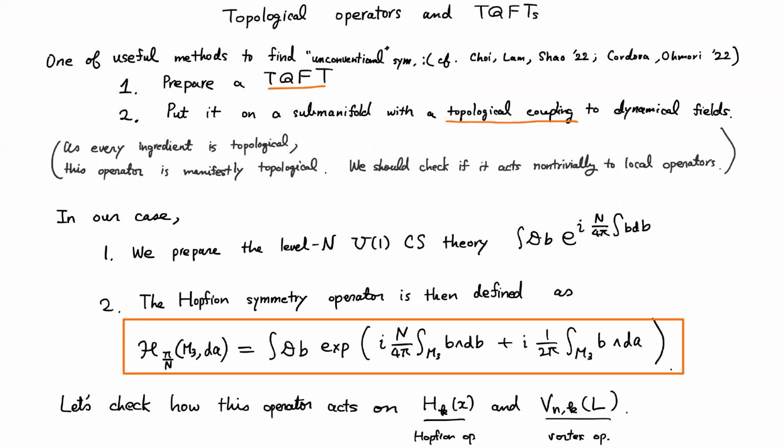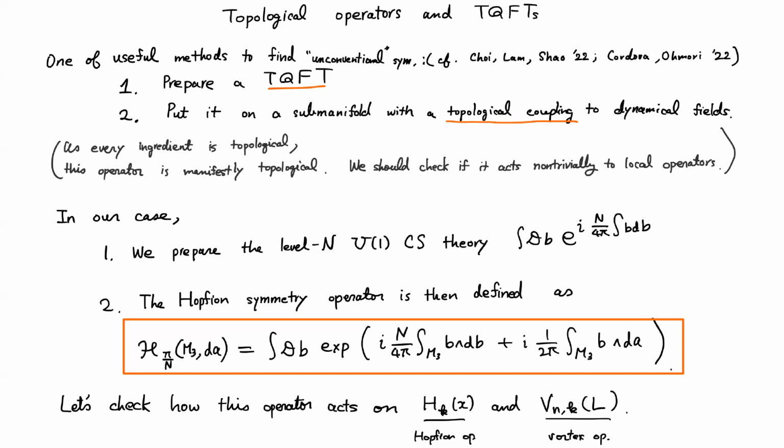In order to find this kind of unconventional symmetry, a useful recipe developed by these guys is, first, prepare a topological quantum field theory and couple our sigma model of dynamical fields in a topological way to this TQFT. Because TQFT is of course topological and we are only considering a topological coupling, in this way we can construct a topological defect operator for this dynamical field in a non-trivial way. It is then manifest that everything is topological, and what we should check is whether this kind of topological operator actually acts non-trivially on local operators in the dynamical quantum field theory.